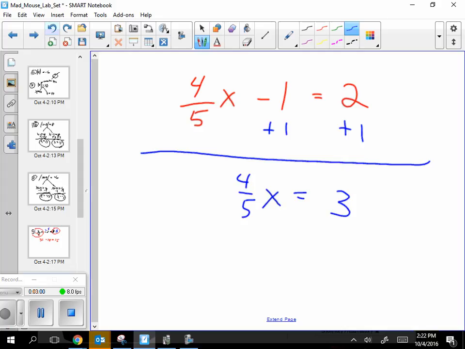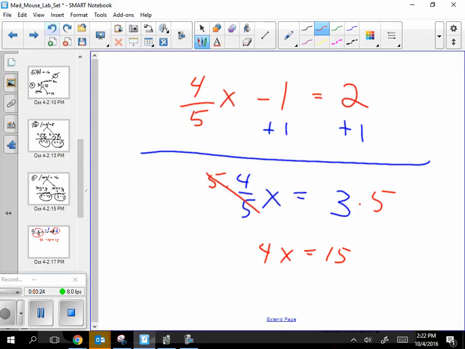Now tell me, why is it smarter to do it that way? Because now there's only 2 things that have to get doubled. Get how it's a little bit less work? Because you don't have to double 3 things, you only have to double 2 things. So here I would, in this case, times by 5, times by 5, and those cancel. 4x equals 15, and from there it's super easy. Divide by 4, and you got it.